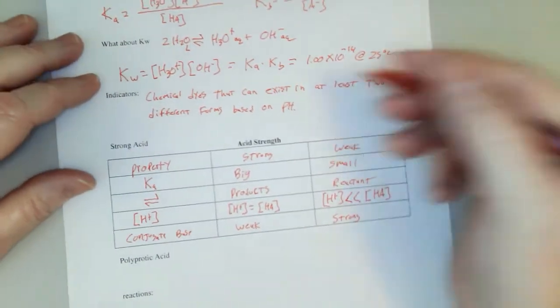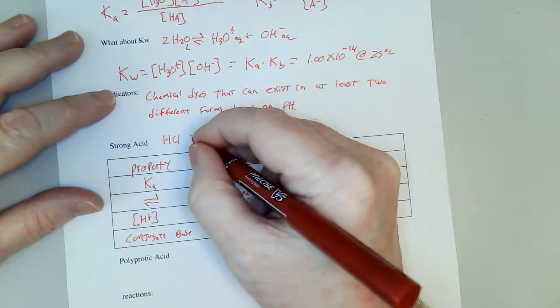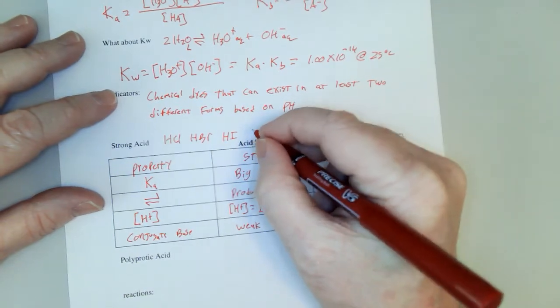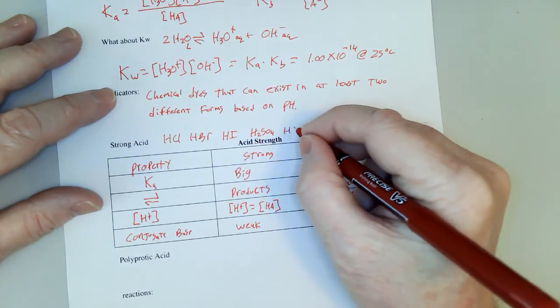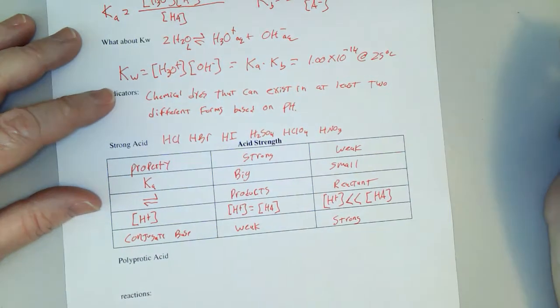Okay. Now, just in case you've forgotten, it wouldn't be a bad idea just to remind you that the 6 strong acids are HCl, HBr, HI, H2SO4, HClO4, and HNO3.